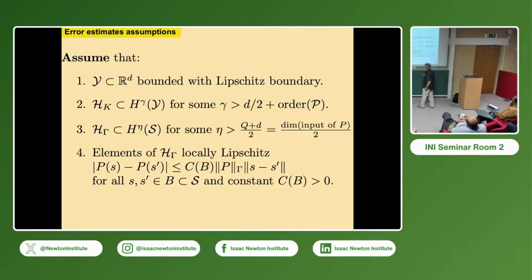elements of the RKHS. Then we're going to assume that the RKHS space defined by the kernel gamma is continuously embedded in the subspace H eta for some eta greater than the dimension of the input space of P over 2. This ensures the fact that the elements of that RKHS space are continuous functions. And then we're going to assume that the elements of that RKHS space defined by the kernel gamma are locally Lipschitz in the following sense in a subset of the input space of P.